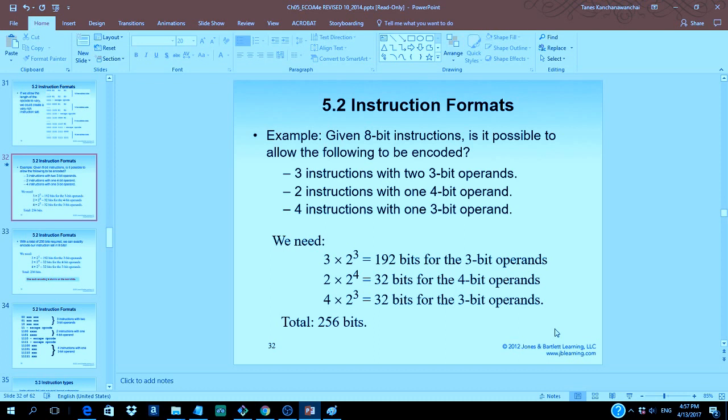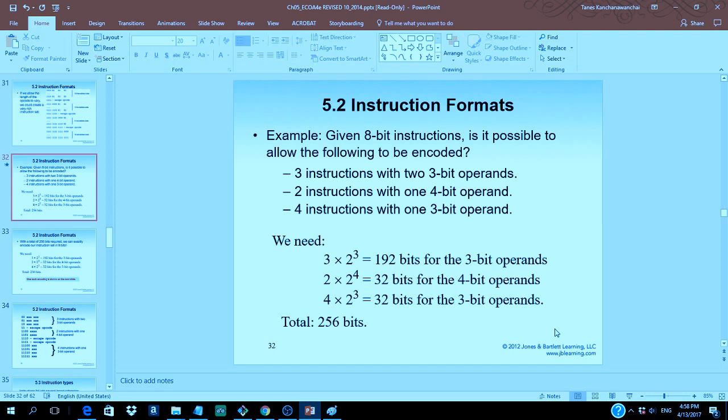So we can look at three instructions. This could be what? 00, 01, 10. That's three, right? With two 3-bit operands. So that's 8 bits. And if we want to do it varying, right? A 4-bit operand with two instructions? Yeah, no, doesn't work. You run out of bits.